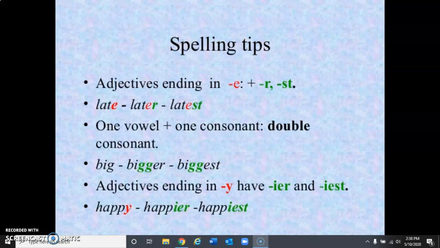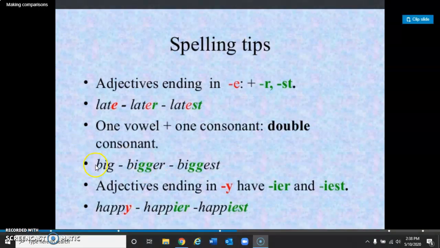When you have one vowel and one consonant, you have to double the consonant. So for the word big, it becomes bigger with two G's and biggest with two G's.